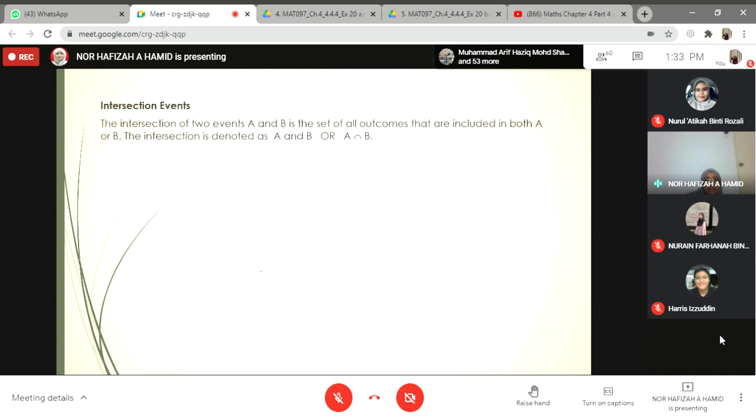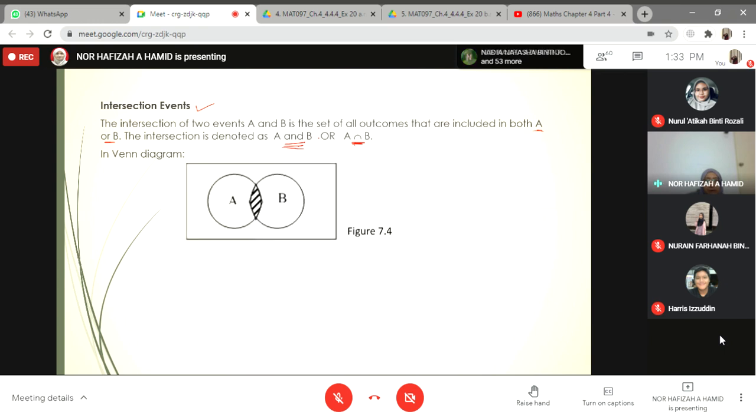Next kita ada intersection event. So intersection event is included in both A and B. So dia mesti yang dua-dua ada je baru you boleh consider as intersection event. So notation dia yang ini kita pakai intersect ataupun A and B. So in terms of Venn diagram, kita ada intersection ni yang tengah ni. So itu sebenarnya Venn diagram for intersection event.